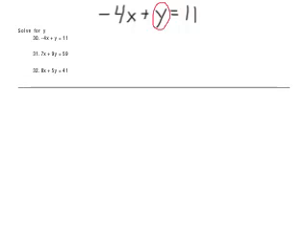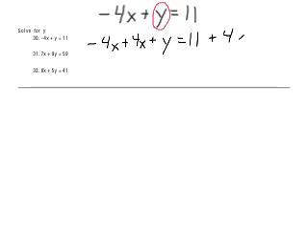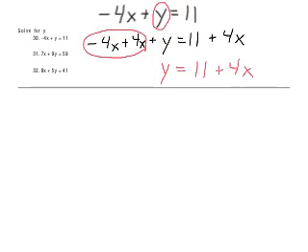So I've got negative 4x plus 4x plus y equals 11 plus 4x. Okay, positive 4x and then plus a negative 4x is 0. So I've got y equals 11 plus 4x. That's the answer. That wasn't so hard, really, was it?